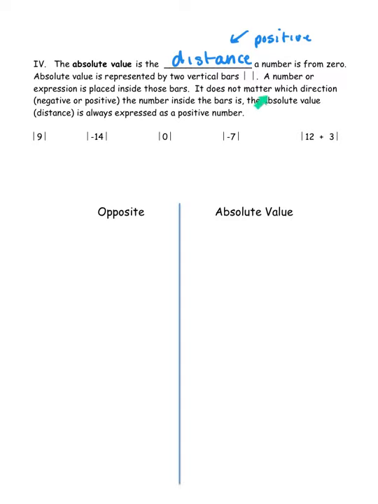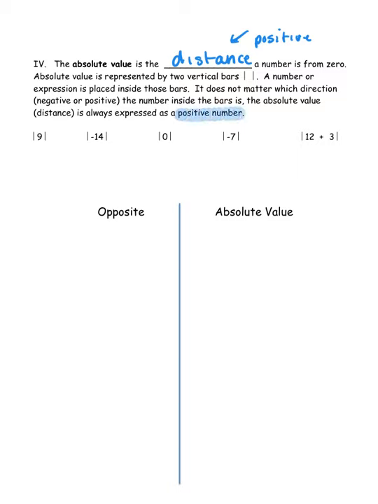It does not matter which direction, negative or positive, the number inside the bar is. The absolute value, which is the distance, is always a positive number. So I'm going to highlight that. It's always a positive number.